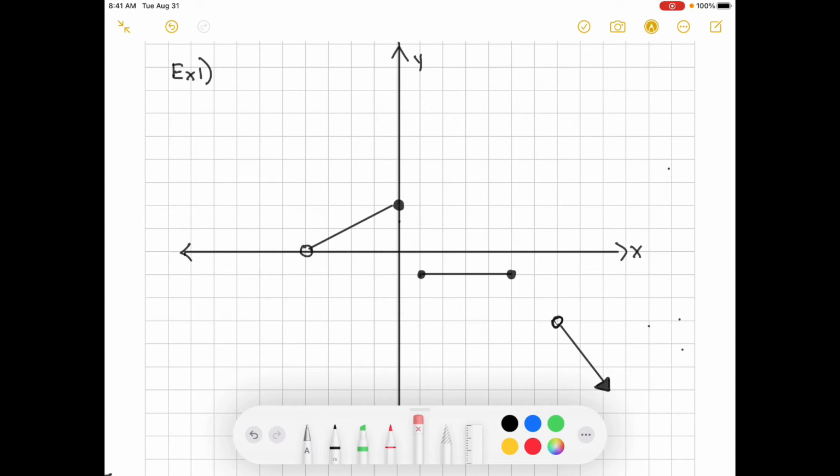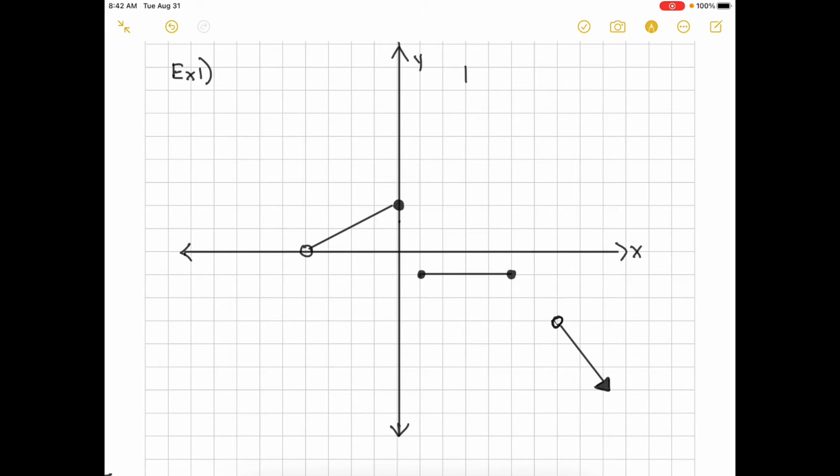Okay, let's look at this example. This is a piecewise function. There's 3 different functions on this one graph. And we need to describe the domain and the range of the piecewise functions. Okay, so let's start with the domain. We're going left to right.